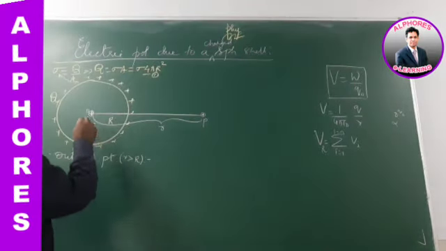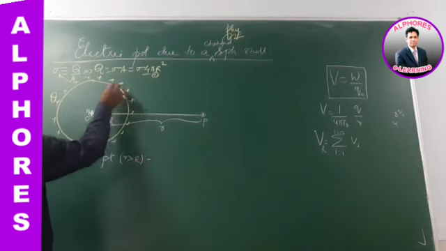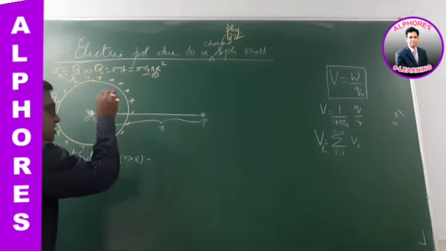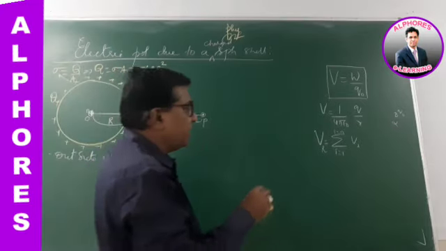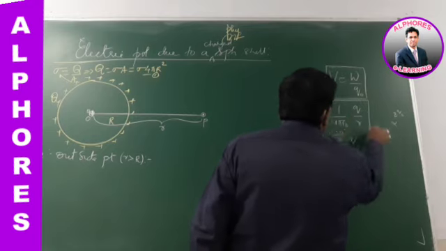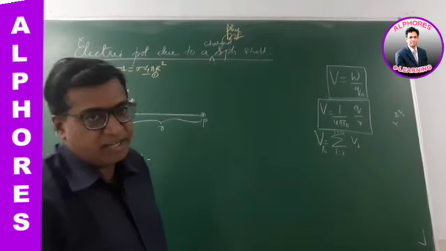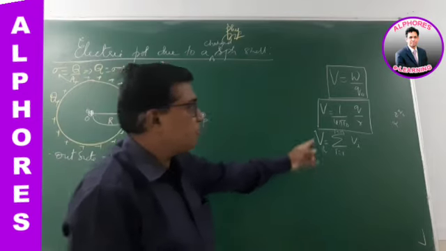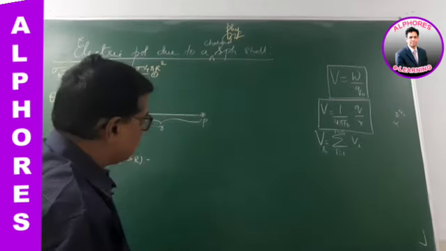So if I imagine this shell as a point charge, with all the charge concentrated at the center, then it is a point charge at O. Then the potential is that due to a point charge. We have already derived the formula for the potential due to a point charge: V is equal to 1 by 4 pi epsilon, Q by R.